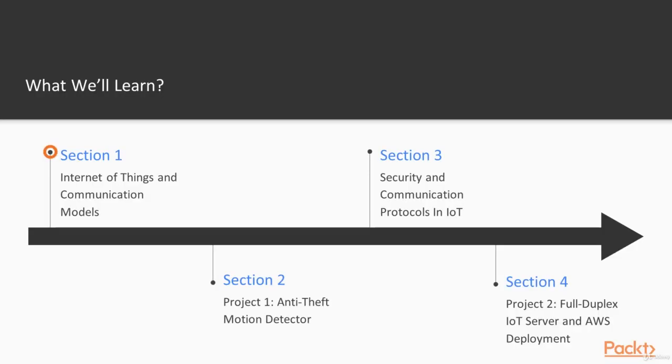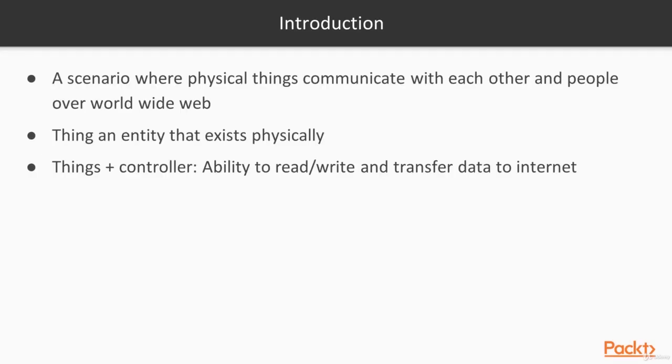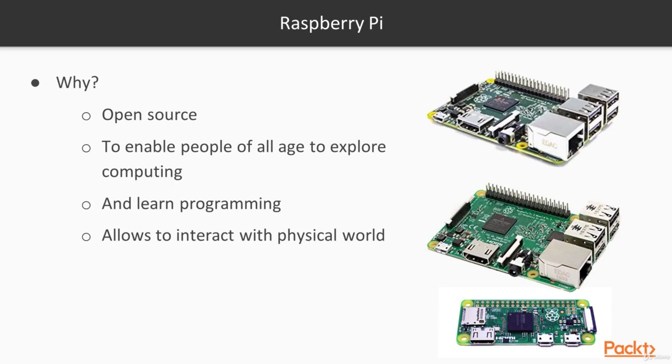In the very first section, we will start off by understanding what is Internet of Things and its major components like smart devices, sensors, actuators, etc. We will also get ourselves familiarized with 4 important Internet of Things communication models.